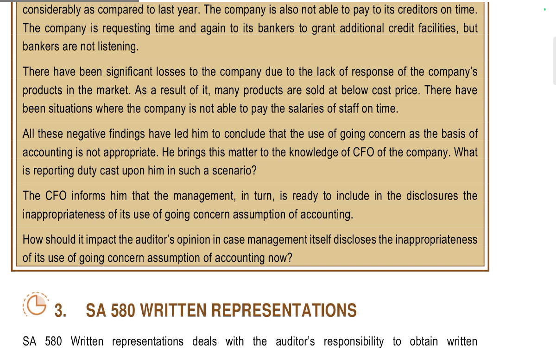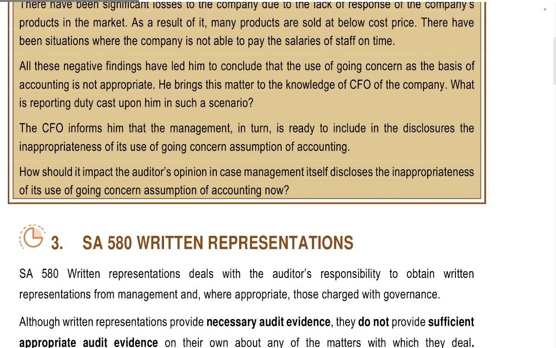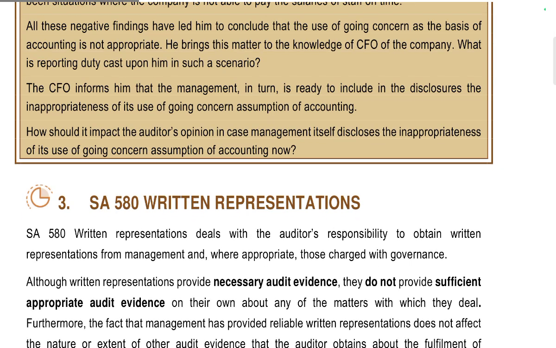As a result, the company sold its product below cost price. There have also been situations where the company was not able to pay staff salaries on time, and this negative funding has led the auditor to conclude on the going concern basis of accounting. He brings the matter to the knowledge of the CEO of the company. The CFO informed the management to ready the disclosure of the going concern assumption accordingly.